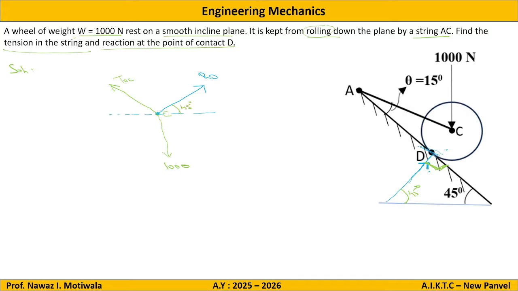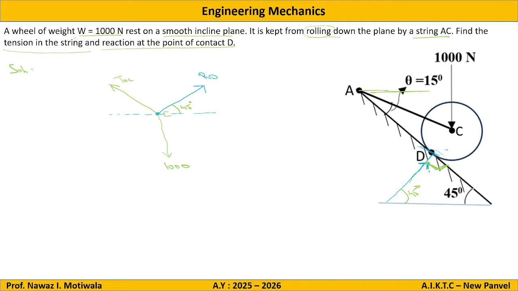Reaction of D. Now regarding TAC, what mistake do students make? They take the angle as 15 degrees and proceed further. This is wrong. The angle for TAC is not 15 degrees. 15 degrees is just the angle between the plane and the string. We need the angle with respect to X or Y. So what I will do is make some construction here. Let us say this is the construction.